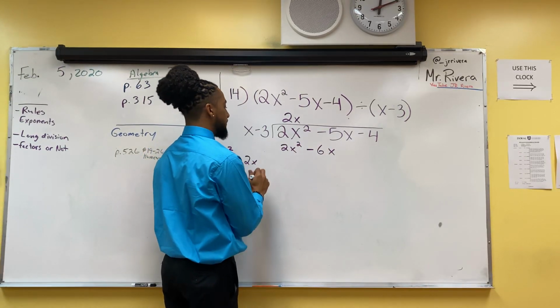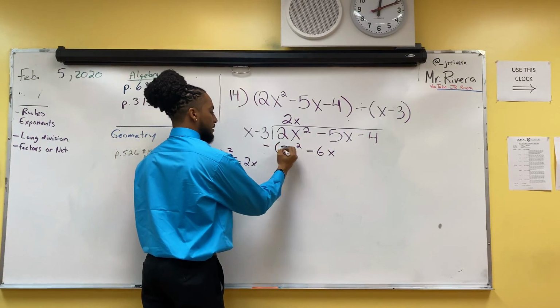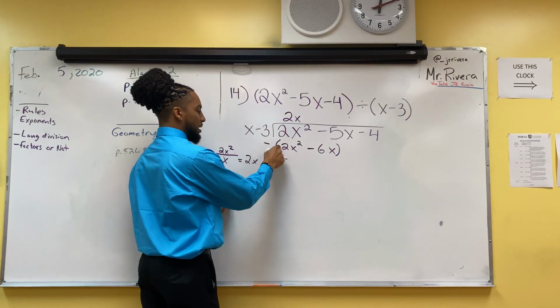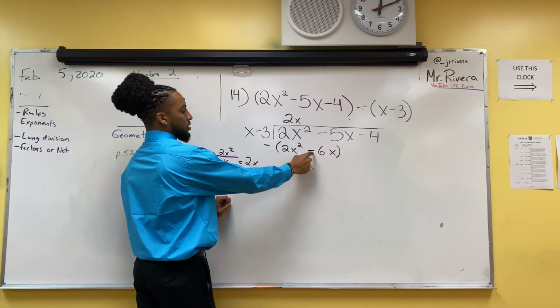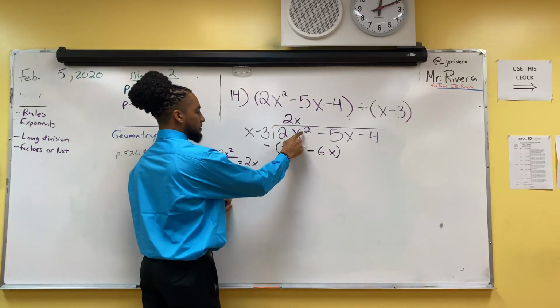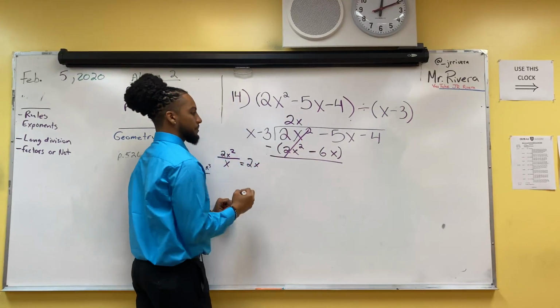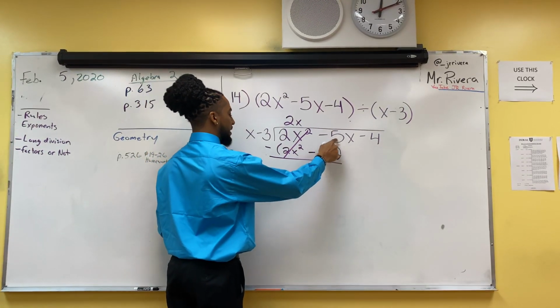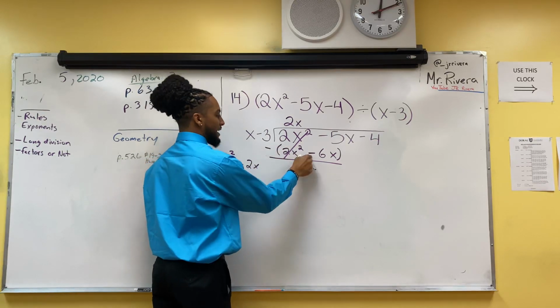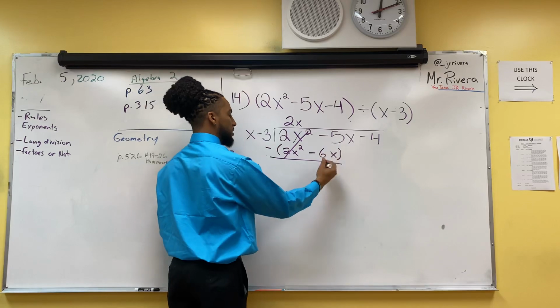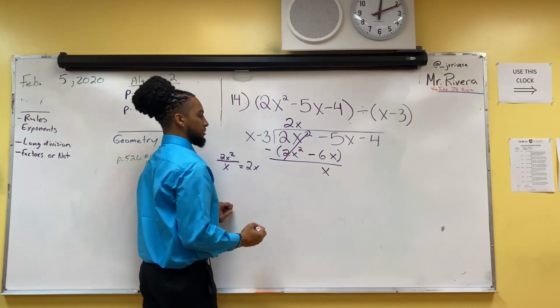We can keep working. I subtract, put parentheses so we don't make a mistake. We have to distribute this minus sign. It's very important for when it's a negative. So 2x squared minus 2x squared, that's going to cancel those out. Then I have -5x. This is going to be minus a -6x, so this is really a positive 6x. So therefore, it's going to be positive 1x here.